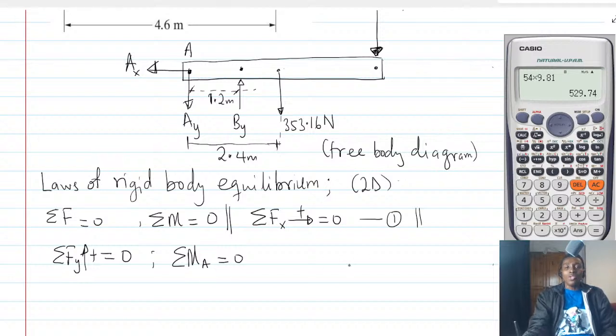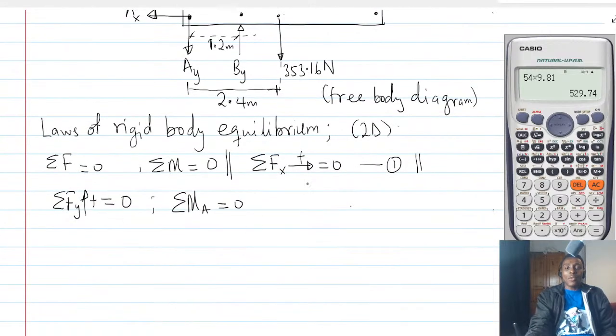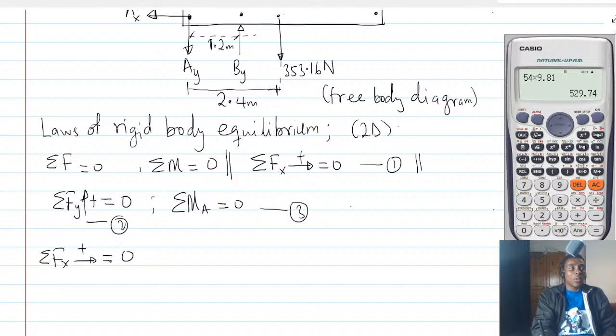Okay. So then let's start. I'll get equation 1 from summation of forces along the x. I'll get equation 2 from summation of forces along the y. And then I'll get equation 3 from moment. Alright. So let's start. So summation of forces along the x, every force in this direction positive, should be 0. Right?